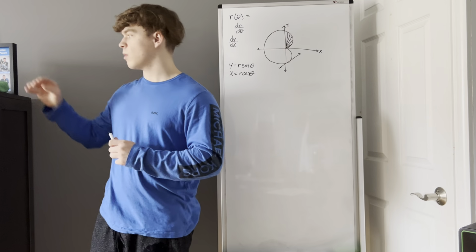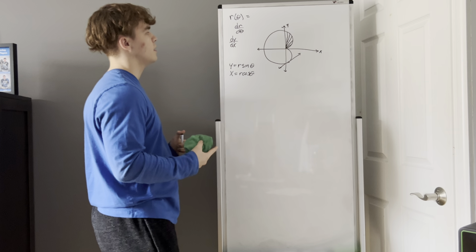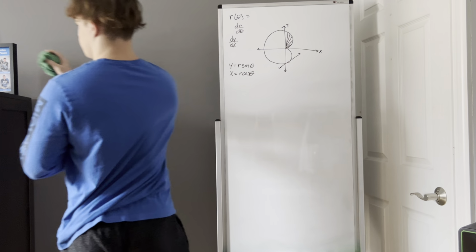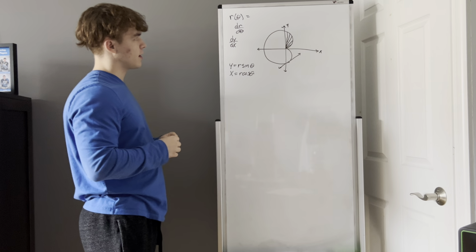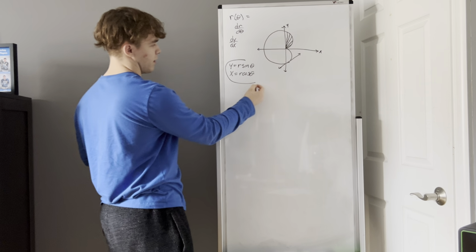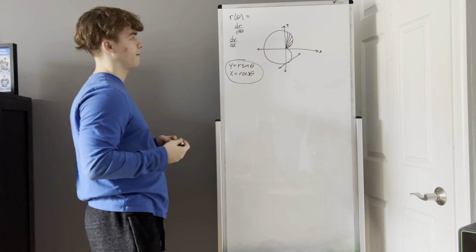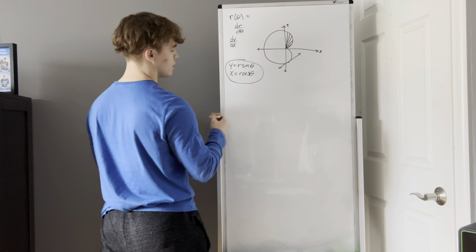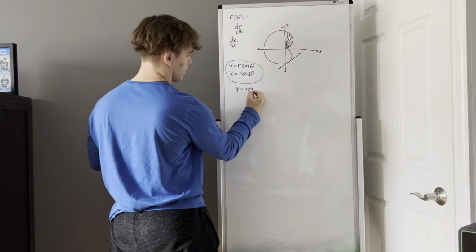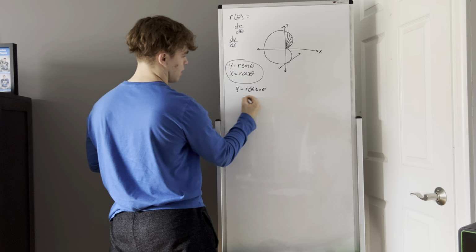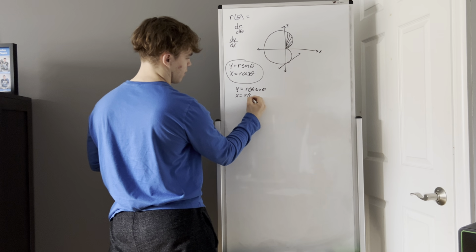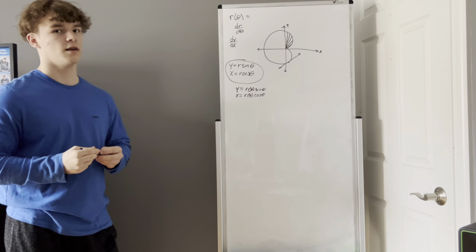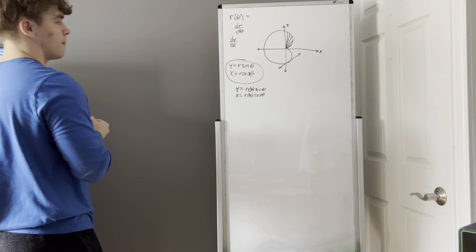And so how would we find dy dx when we don't have y's or x's in our equation? Well, let's remember these equations right here. These are our friend. We know we have an r of theta, so we can still use this. y equals r of theta times sine of theta, and x equals r of theta cos of theta. It's the same thing. It's just now we have a function.